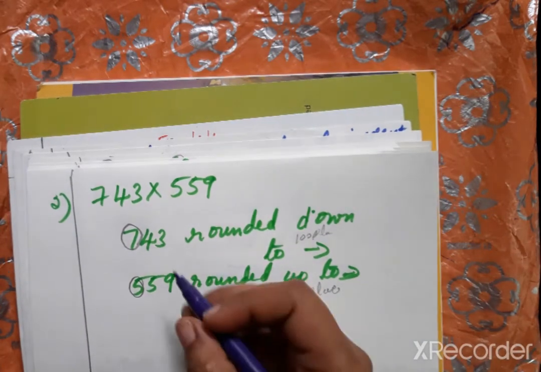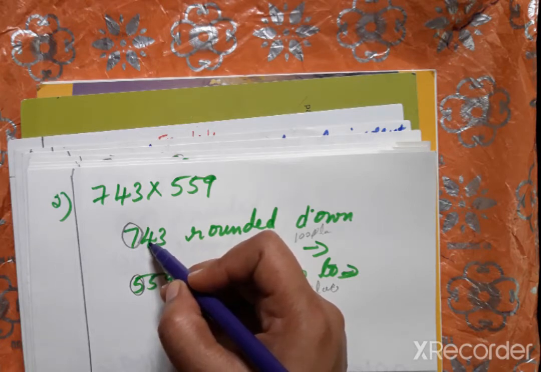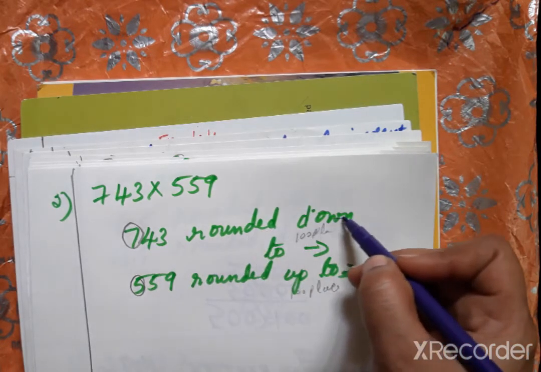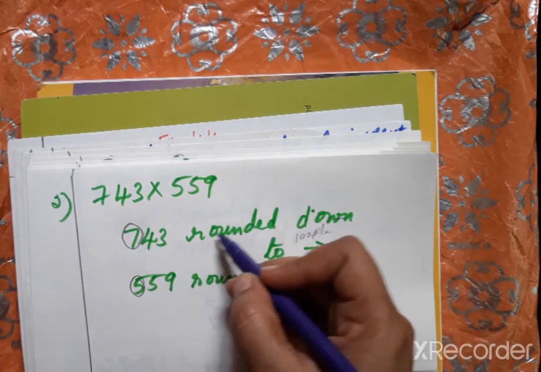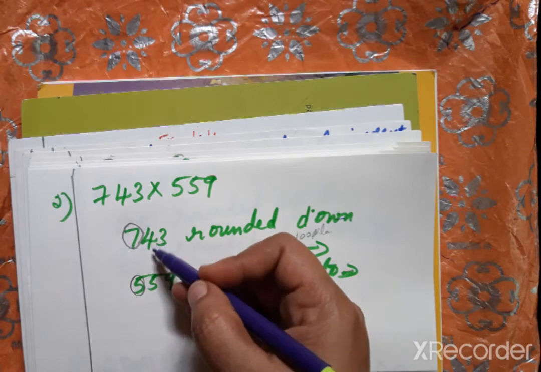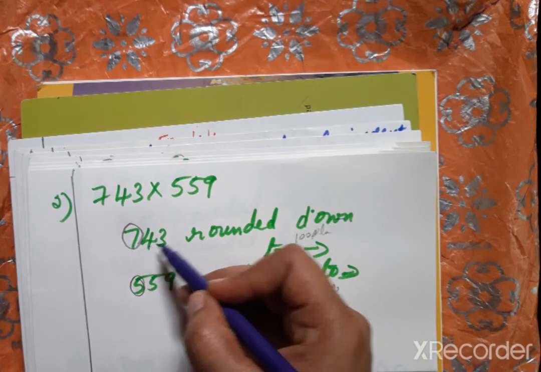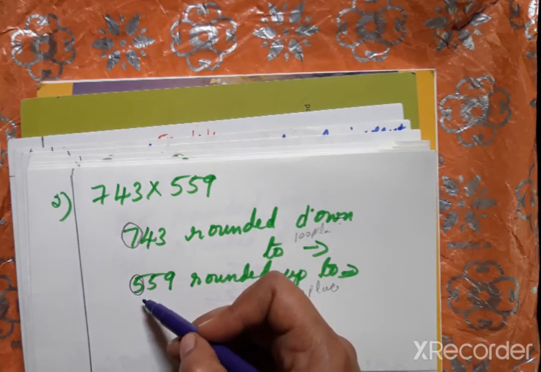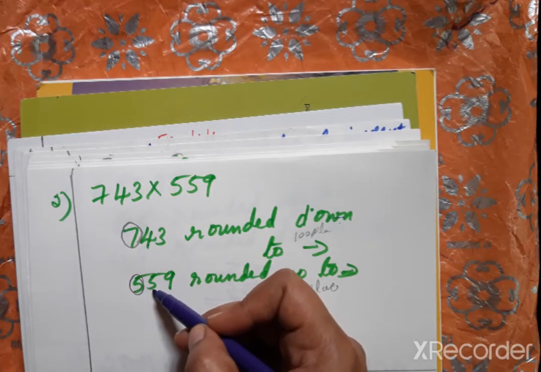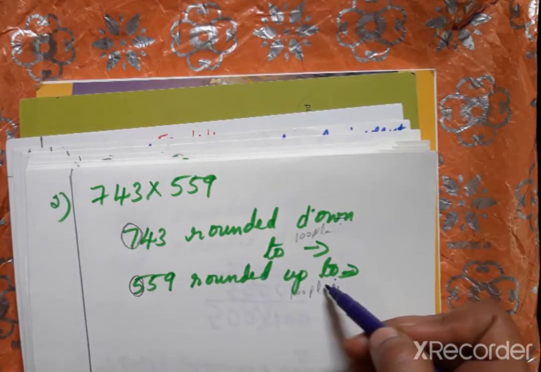Now the next step is we have to check the number after the rounded number, whether it is less than 5 or greater than 5. This is 4, which means less than 5, so this number is rounded down. Greater than 5, that number is rounded up. Less than 5, rounded down. So one we have to round up and one we have to round down. And for the 5 in the 100 place, we check whether the next number is less than 5 or greater than 5. Here it is exactly 5, so we can round it up.